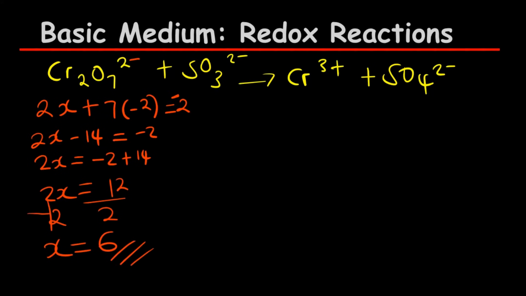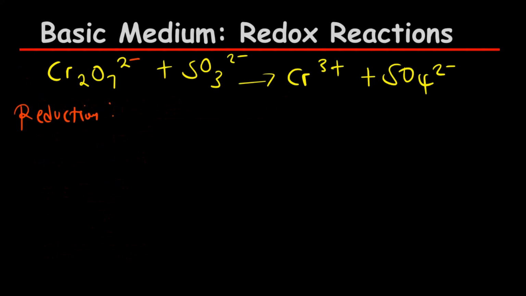Now chromium has positive 6 here, and it had to move from positive 6 all the way to positive 3. From positive 6 oxidation number to positive 3 oxidation number, is that oxidation or reduction? You are able to see that that is the reduction. So chromium in this case is the one that was reduced. This one that we have, dichromate Cr2O7 2 minus, gave us chromium 3 plus. Okay, that is our reduction.